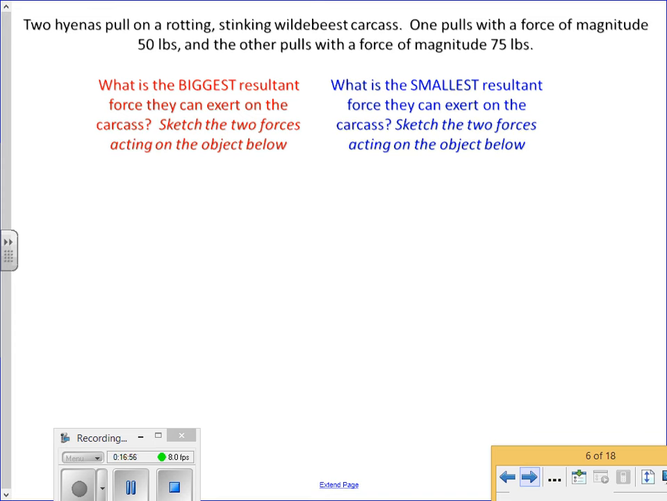Now, I think yours might be in a different order than this. This is a U. Okay, you go. You got 2 hyenas pulling on a wildebeest carcass. You know, why not? One pulls with 50 pounds, the other pulls with 75 pounds. What's the biggest total force they can exert? And sketch it.